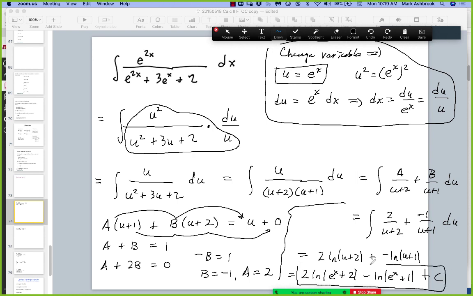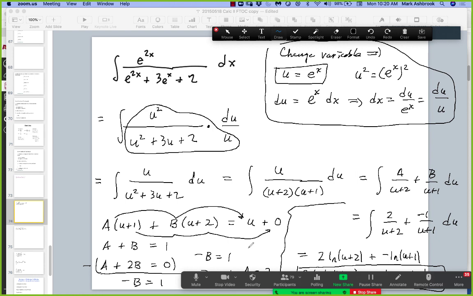How did you manage to get negative 1 for b? I subtracted the equations, so I got minus b equals 1, so b is negative 1. I subtracted the second equation from the first. Oh, I see, okay. Other questions? I went fast, so I'll take time for algebra questions here.